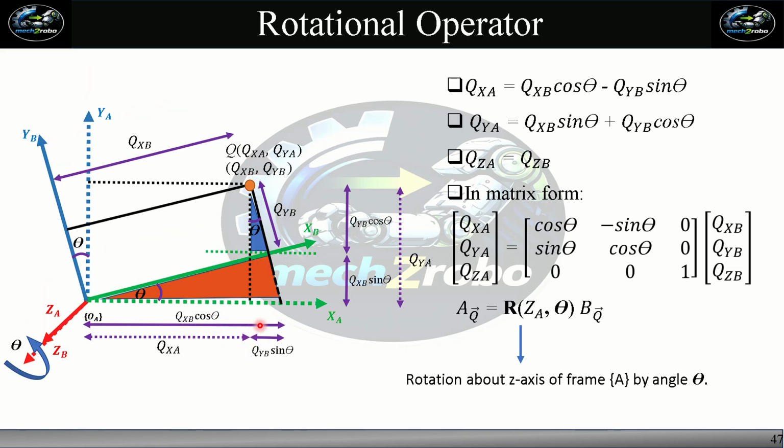So then we get these expressions: QXA is equal to QXB cos theta minus QYB sin theta. Similarly, we get QYA is equal to QXB sin theta plus QYB cos theta, and our QZA and QZB remain the same because ZA and ZB coincide with each other.